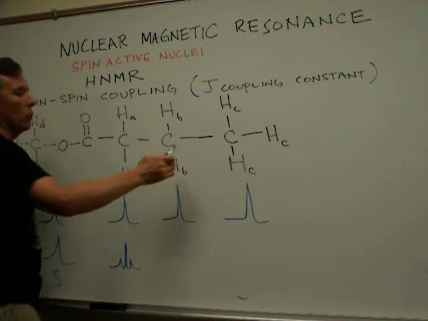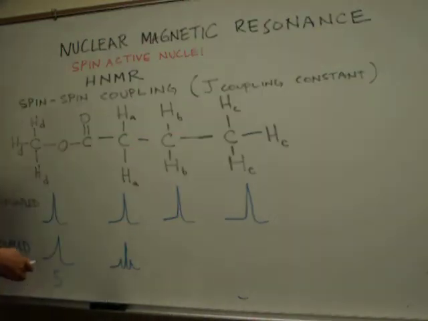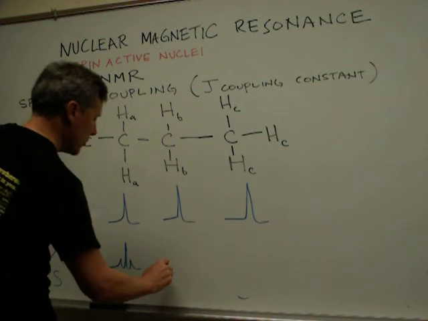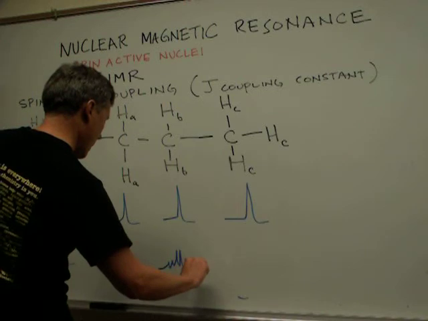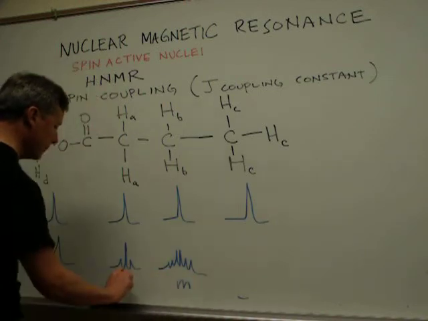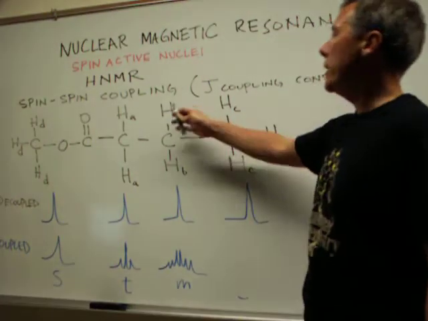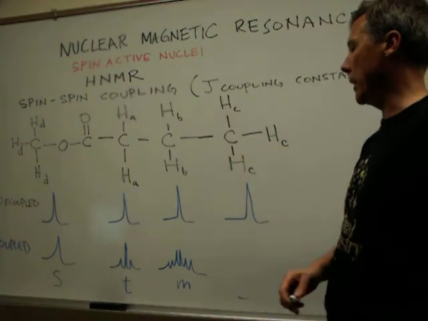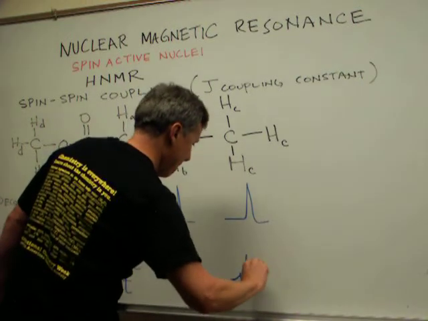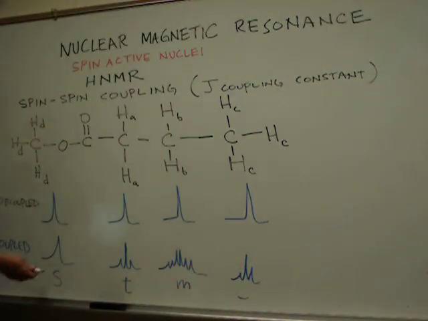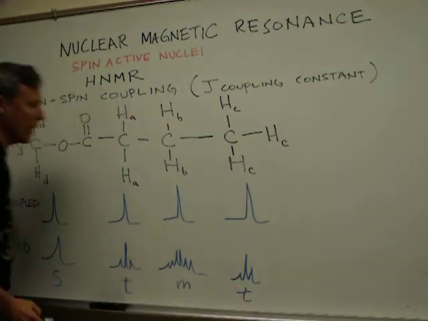Protons B look to the right and to the left, see a total of 5 protons, so proton B would split into a sextet, better known as a multiplet. And finally, protons C look out their window, see protons B dancing, and they would split into a triplet. So we'd see a singlet, triplet, multiplet, triplet in our spectrum.